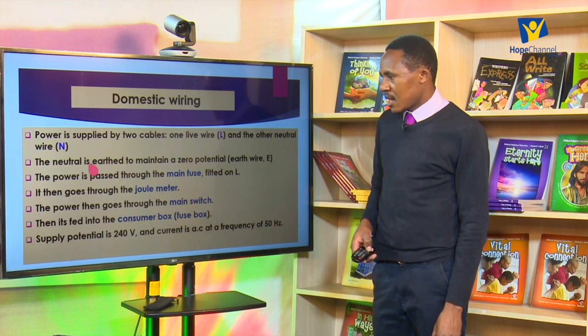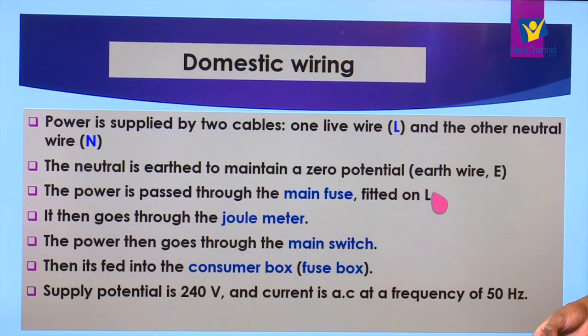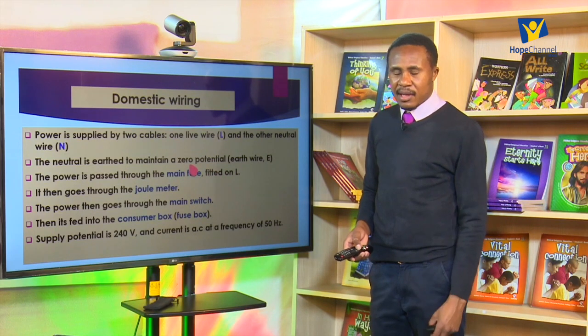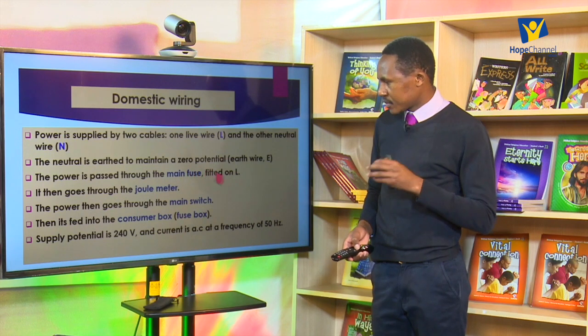Now the power is passed once it comes to our houses. The first thing that happens is that it is passed through a main fuse. So the main fuse is fitted on a live wire. This is very important for us. So once the power is drawn through the two wire cable from the overhead cables, it is first passed through the main fuse which is fitted on a live wire. And remember, we have already said that the live wire is the one which carries the potential difference. So the earth and the neutral wire do not have the potential, and so we fit the main fuse on the live wire.